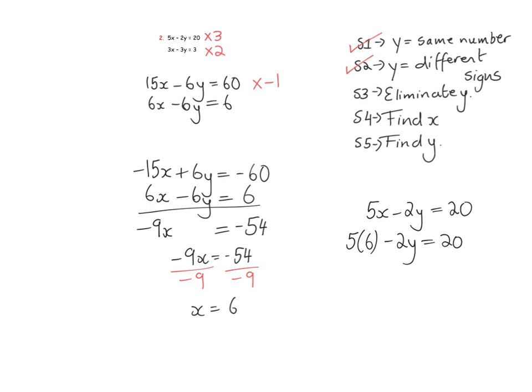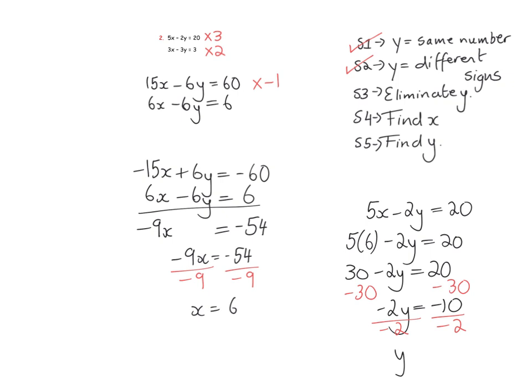Now, when you put 5 times 6 into your calculator, or hopefully you should know, you get 30. Minus 2y is equal to 20. Then we can get the 2y by itself on one side, so we need to minus 30 from both sides. And we'll be left with minus 2y is equal to minus 10. Of course, we need to get y by itself, so we can divide both sides by minus 2. And we'll be left with y is equal to 5.